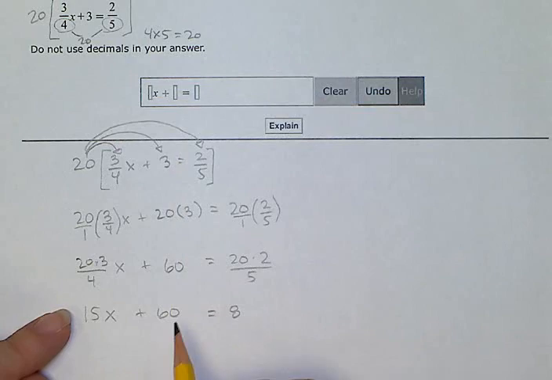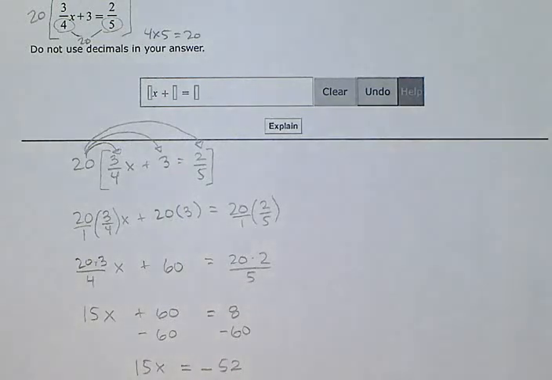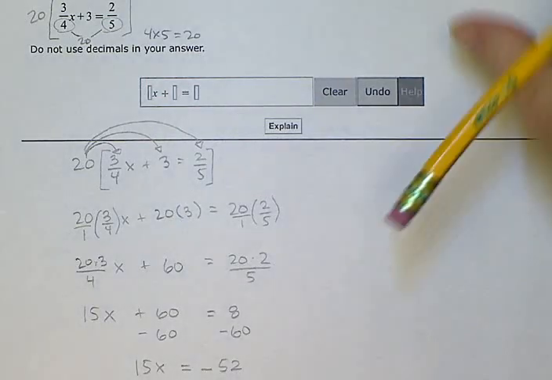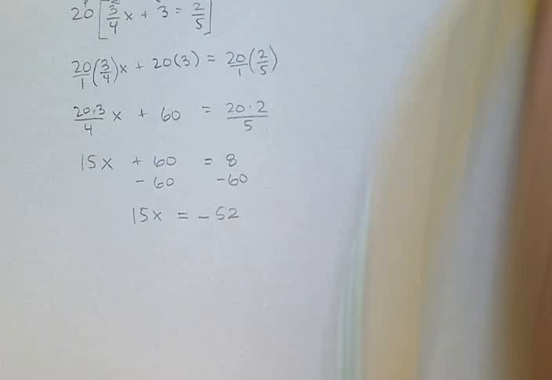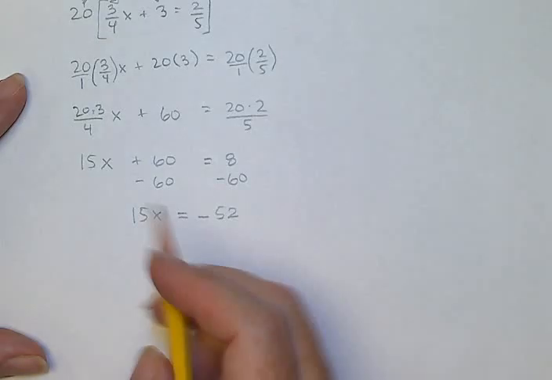So I'm going to move this number and combine it with this whole number. And then I get 15x. This 60 minus 60 makes 0, so I'm not going to write that down again. And then 8 minus 60 is minus 52. Alright, so the next step, I have to move it up again. 15x equals minus 52. Now I'm going to divide by this 15.